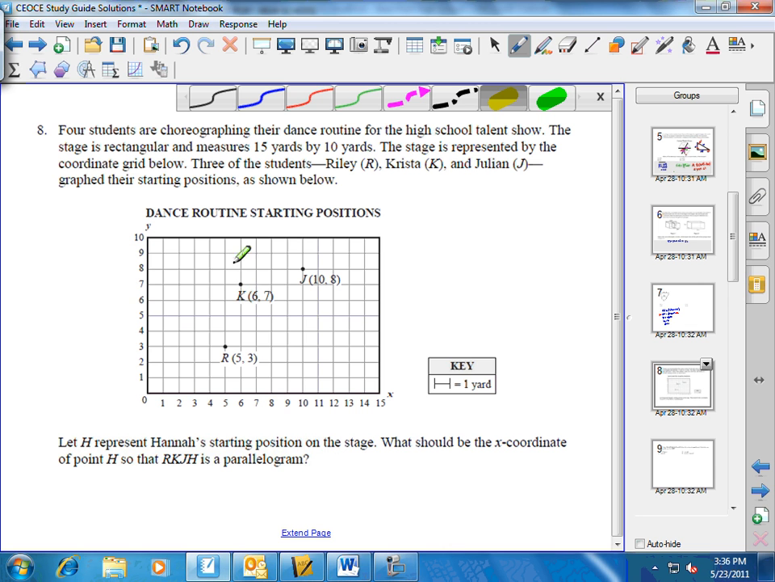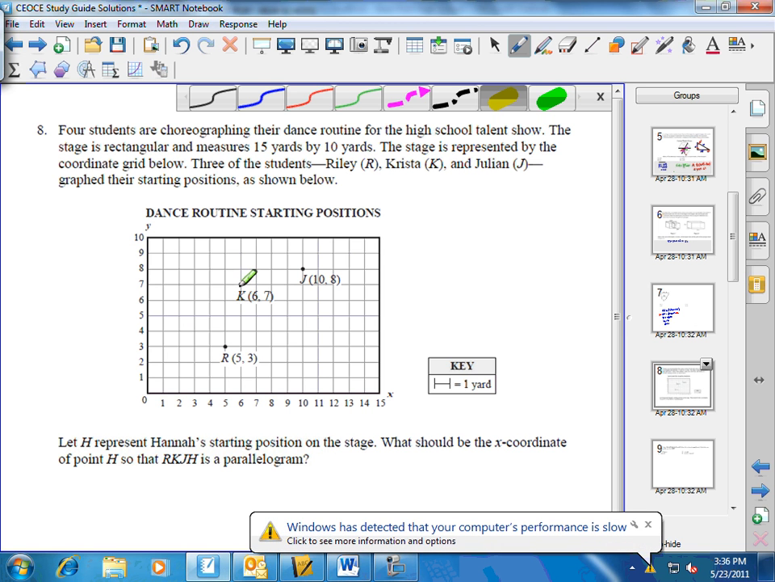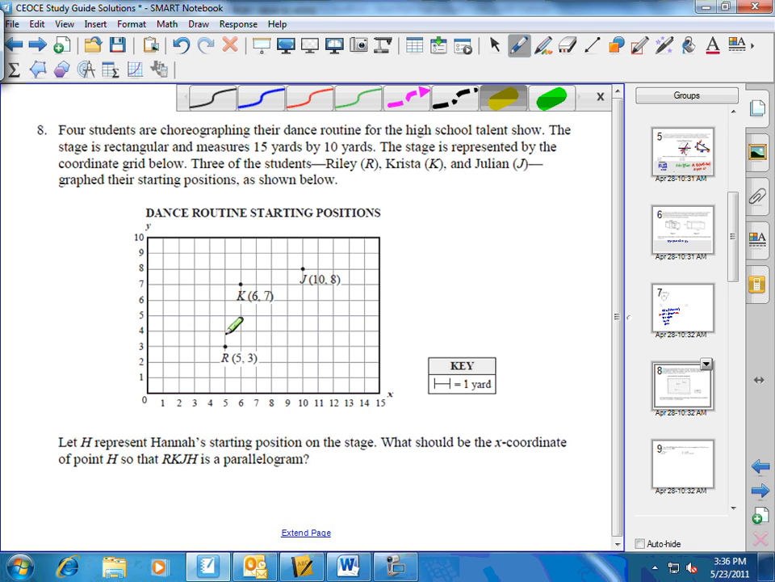So basically, let's say we're starting from point K. However many up and over we go, that's the slope. That's how many up and over we're going to have to go from R to H, Hannah's spot. So the slope of KJ is up 1 and over 4. So from point R, if we go up 1 and over 4, we're right at this point here, which is (9, 4).